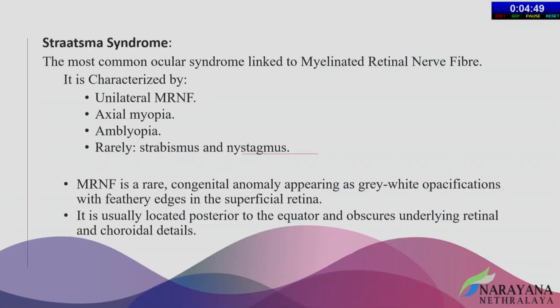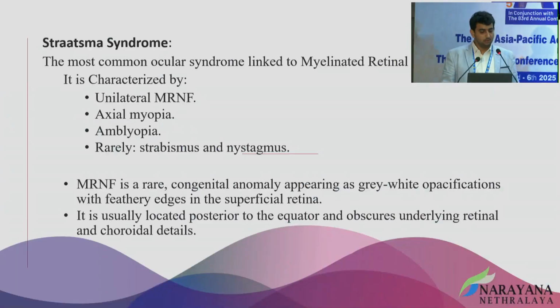I'll be talking about characteristics of myelinated nerve fibers in associated Schachmer syndrome. The most common ocular syndrome linked to myelinated retinal nerve fibers is Schachmer syndrome. It is characterized by unilateral MRNF, axial myopia, amblyopia, rarely associated with strabismus and nystagmus. MRNF is a rare congenital anomaly appearing as gray-white opacification with feathery margins in the superficial retina, which leads to obscuration of the retinal and the choroidal details.